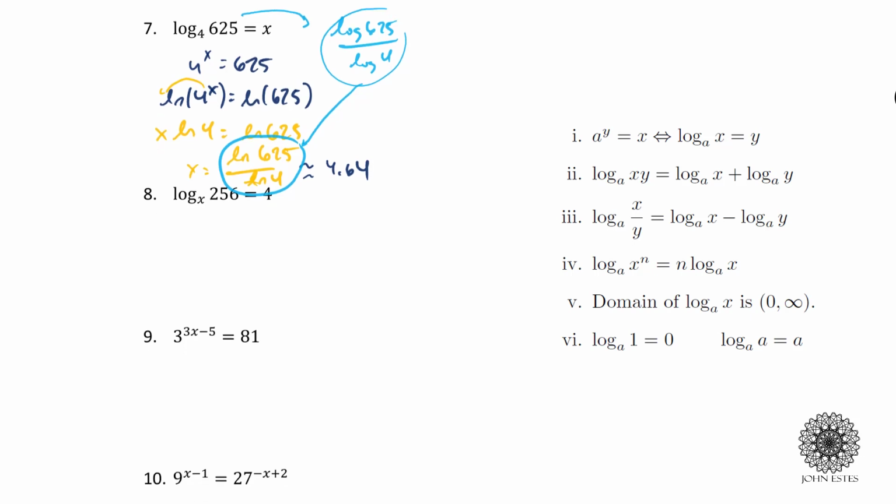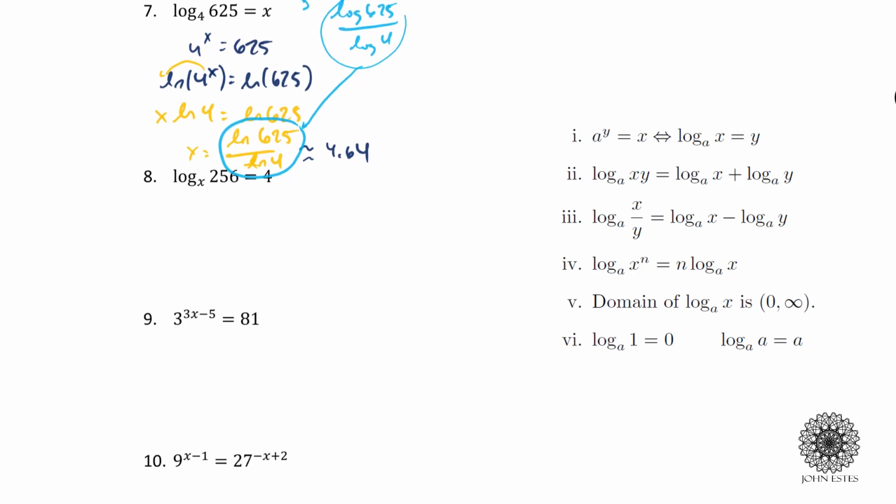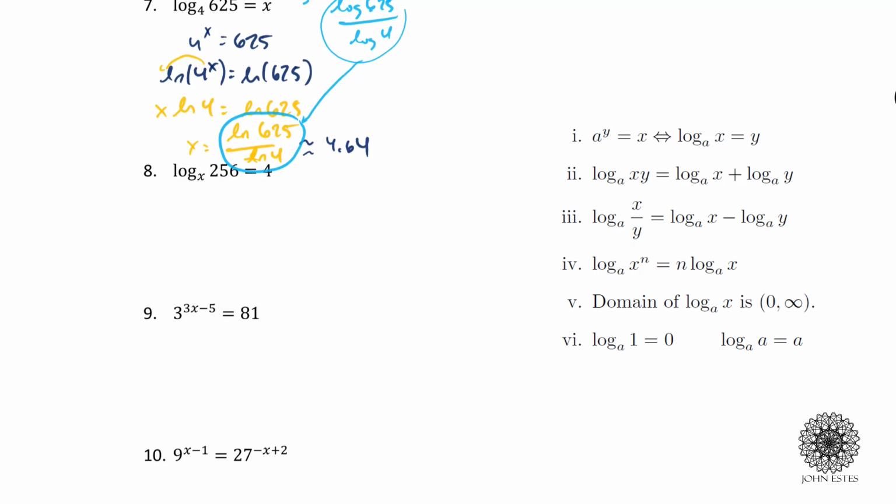Okay, now moving to number 8, I have log base x, so I don't know the base this time, of 256 equals 4. So since I don't know the base, I'm going to have to rewrite this as an exponential, which would mean I have x to the 4th power equals 256.